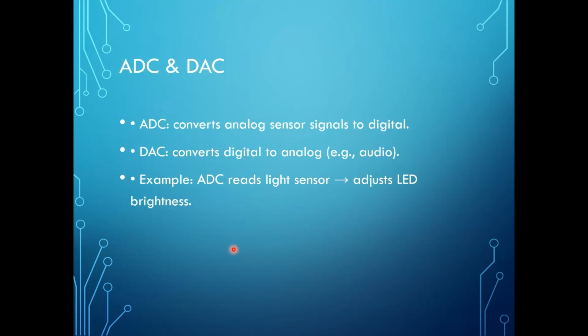ADC and DAC. The real world is analog, and the microcontroller reads everything in digital format. So we need ADC and DAC: analog to digital, or digital to analog. ADC converts analog sensor values to digital, and DAC converts digital to analog signals. For example, ADC reads a light sensor and adjusts LED brightness, and DAC outputs an audio tone as an alert. So that's where DAC is used.